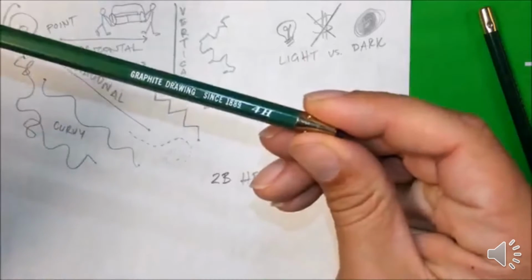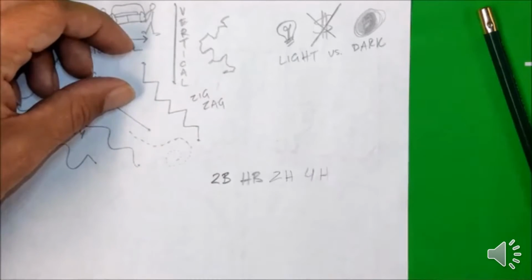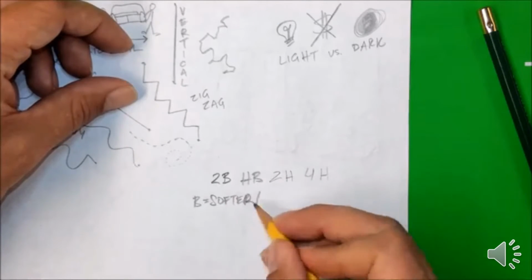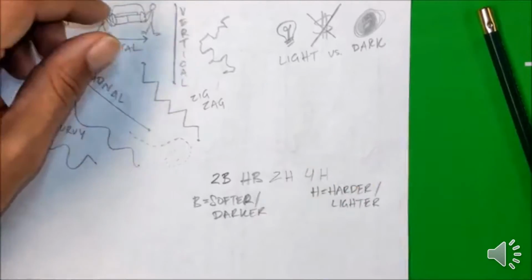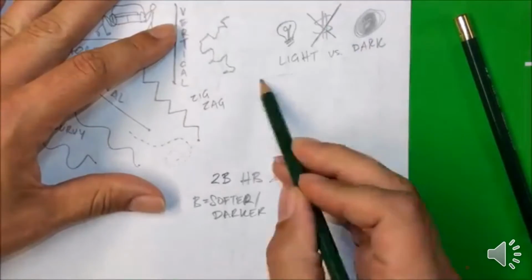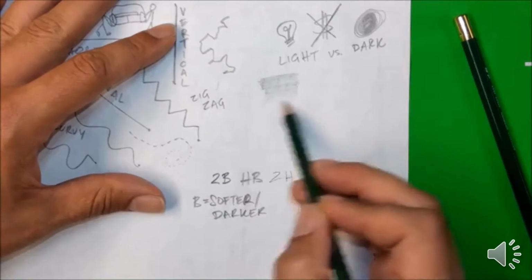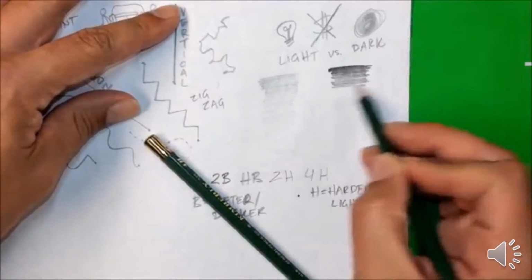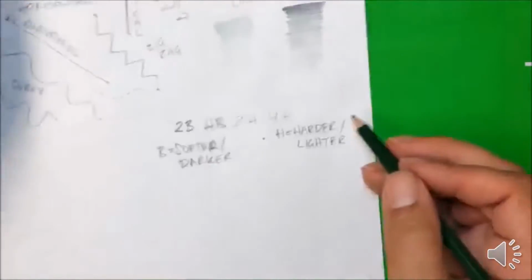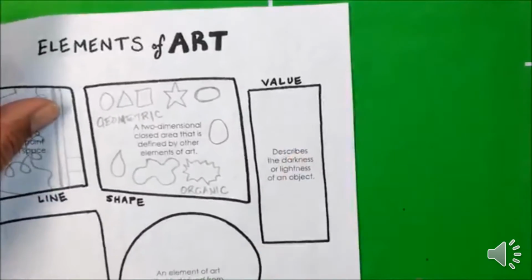2B, see how it's darker. 2H gets a little bit lighter. 4H, even lighter. B means softer. It creates darker lines. H means harder. It creates lighter lines. Either way, you're going to create a value range. And we're going to try to make a rectangle, not a little tornado. So start pressing harder and then getting lighter and lighter. You can use different pencils to experiment, going from dark to light, but don't make that squiggly little tornado where you can't even see it.